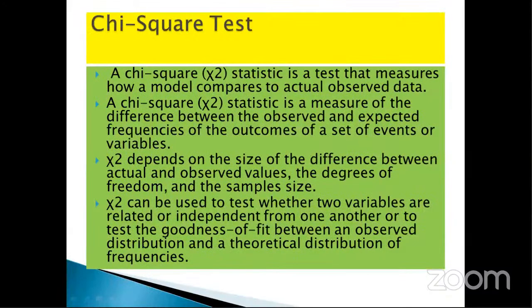Now, one of the most commonly used tests is the chi-square. It is used especially for interval data or nominal data. So in this case, you make use of the chi-square test. The chi-square test is a test that measures how a model compares to actual observed data.